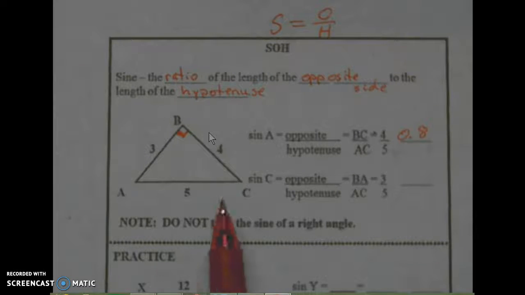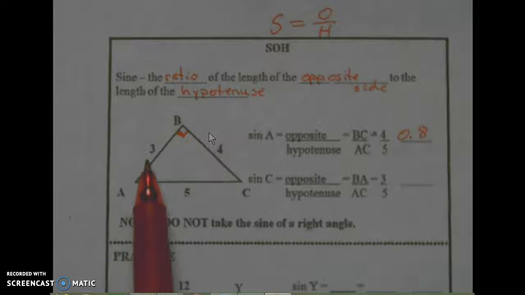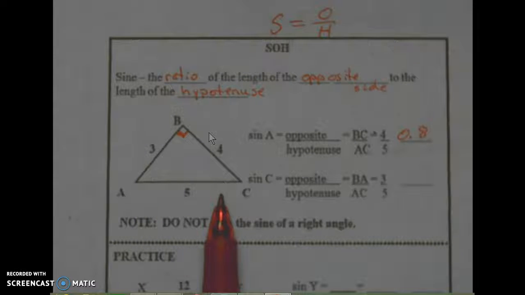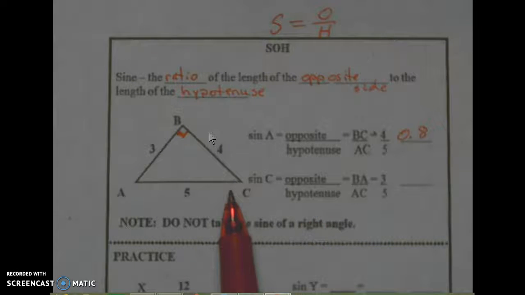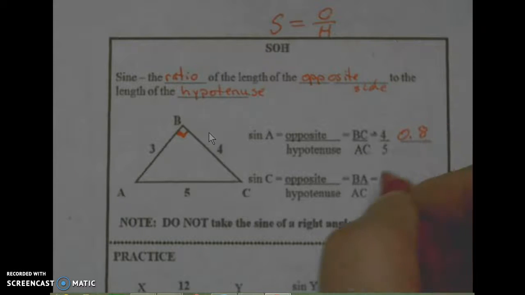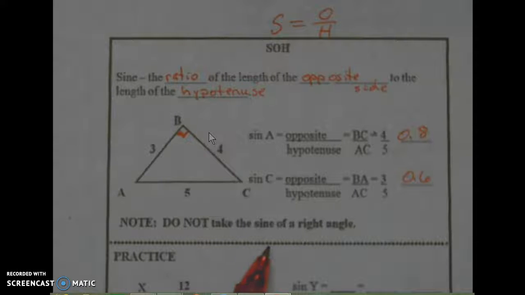If I look at the sine of angle C, the opposite side is side BA, which is a length of 3. The hypotenuse is still that length AC, the length of 5, and 3 over 5 becomes my ratio of the sine of angle C. If I express that as a decimal, that will be 0.6. Note you cannot take the sine of a right angle.